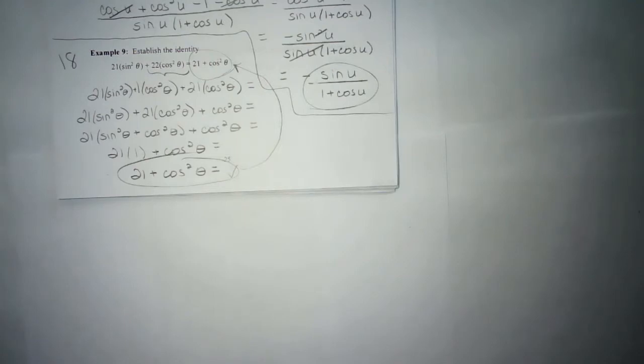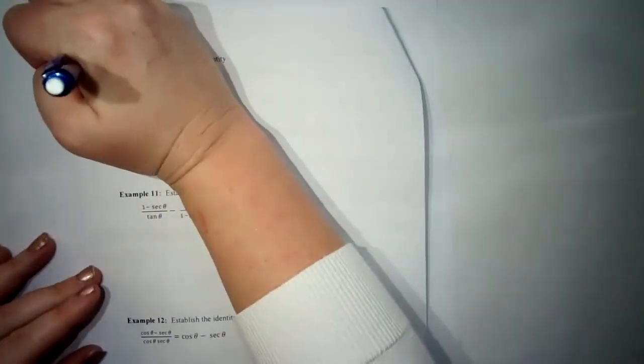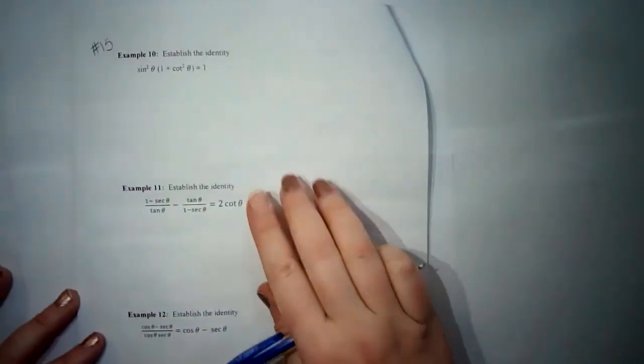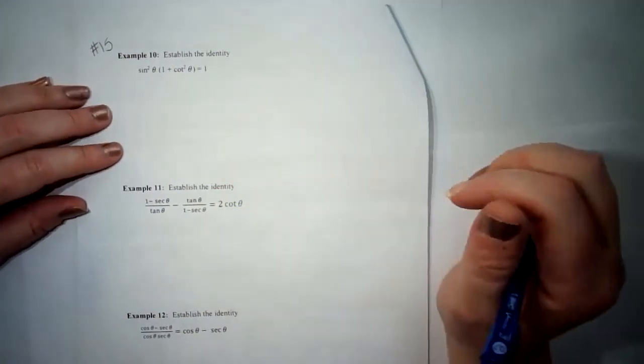Okay. All right, let's go ahead and talk a little bit about number 10. So number 10 on your next page, that's going to be number 15 on your My Math Lab if you want to make a little note. Okay, so this is going to be like the number 15. Get it to focus in a little better. There we go. Okay. So establish the identity.